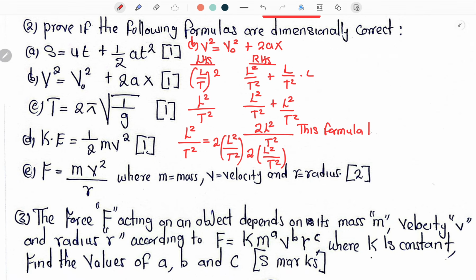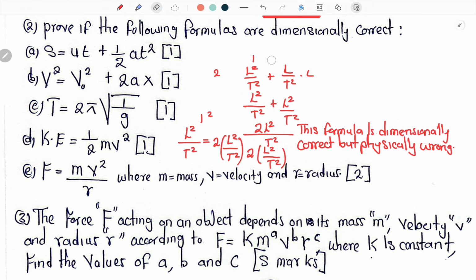is dimensionally correct, but physically wrong or incorrect. So this is how you solve this particular question. It's actually very, very simple. Let's try to solve more questions. We try to enjoy as many questions as we can on dimensional analysis.